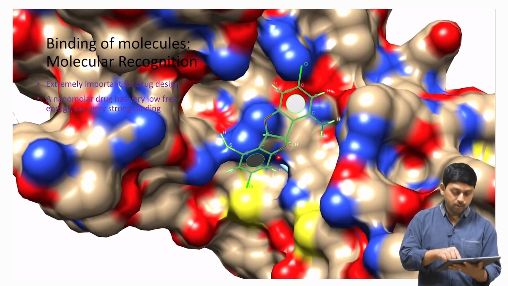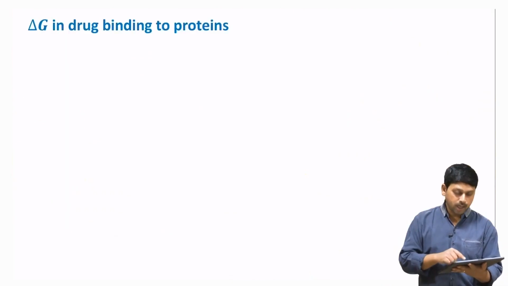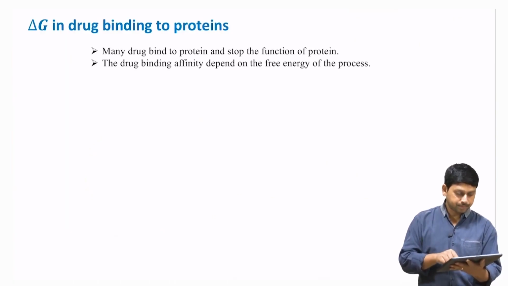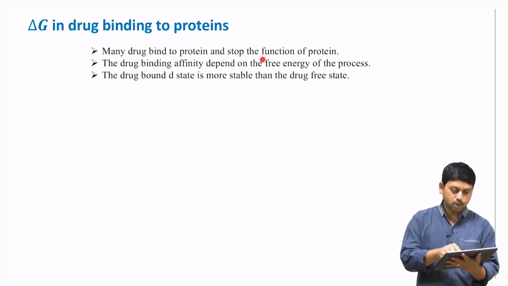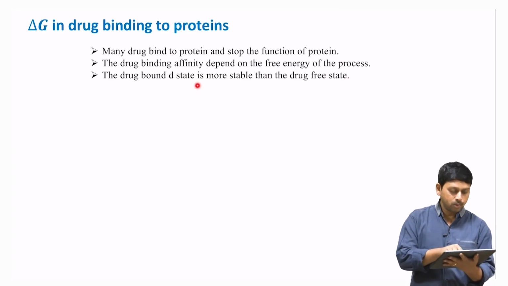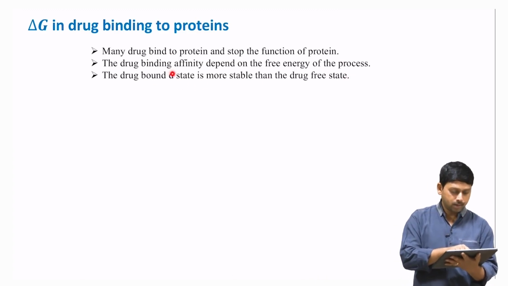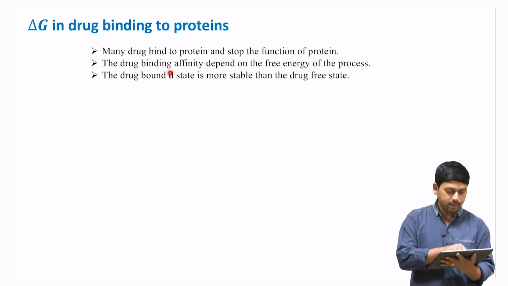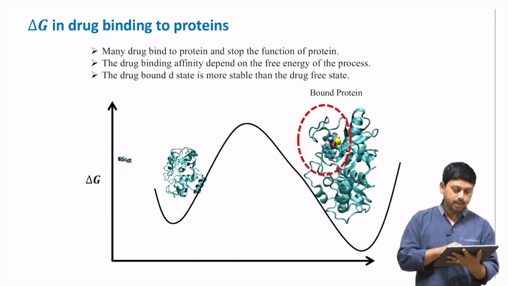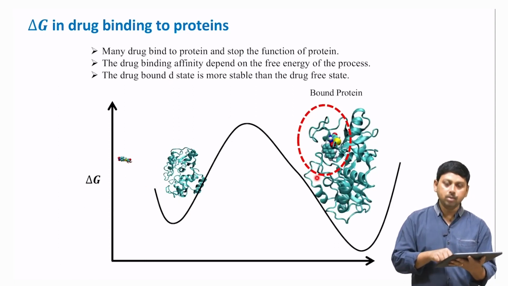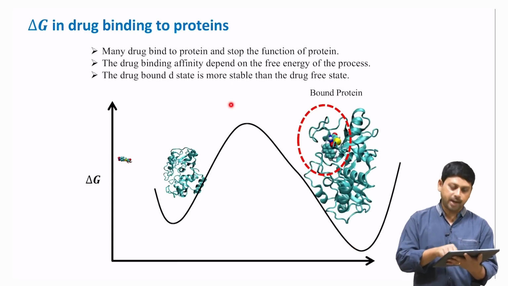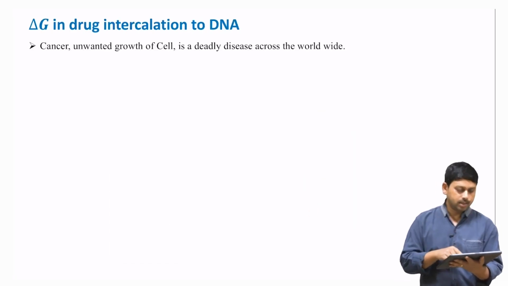So, a molecule is bound to that. One has to find out the free energy of that process. Many drugs bind to the protein and stop the function, and the binding affinity depends on the free energy. The drug-bound state is more stable than the drug-free state. It is like this kind of free energy profile, where they are separate, and when they actually bind, the free energy goes lower. Of course, it goes through a barrier process, but that we are not actually discussing.